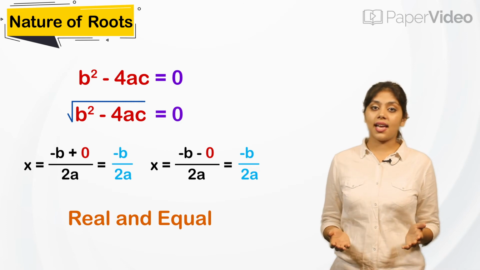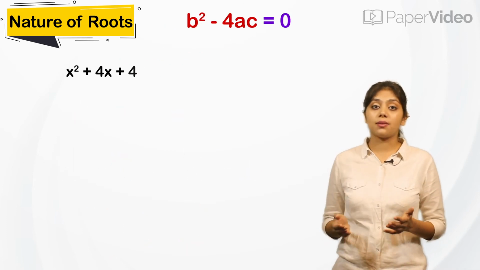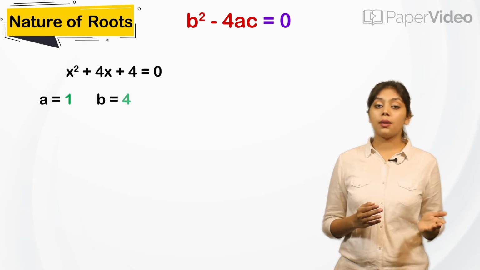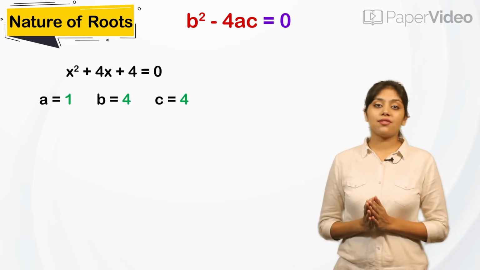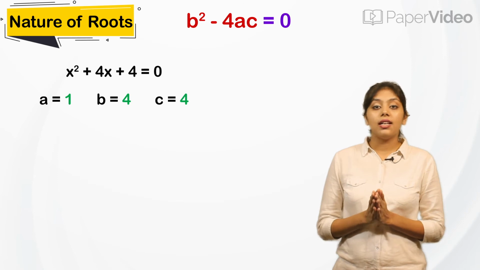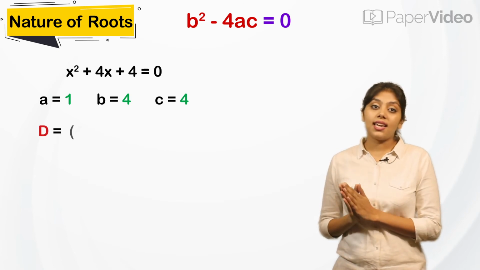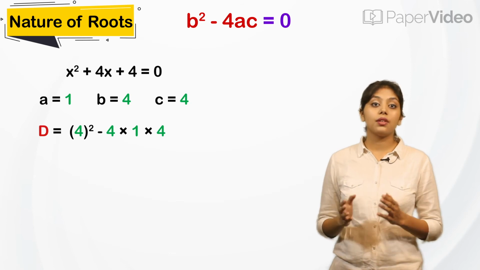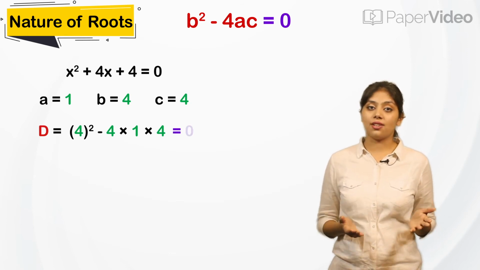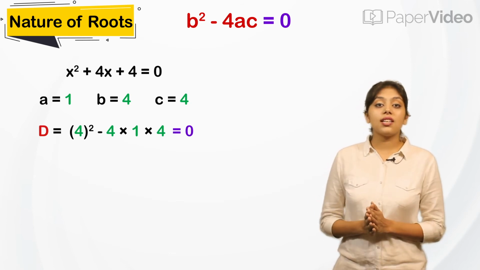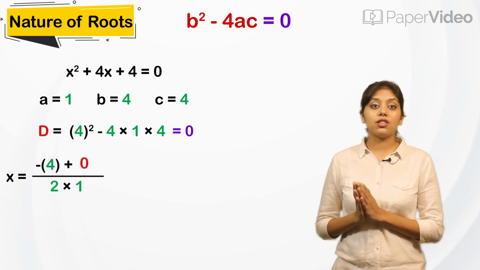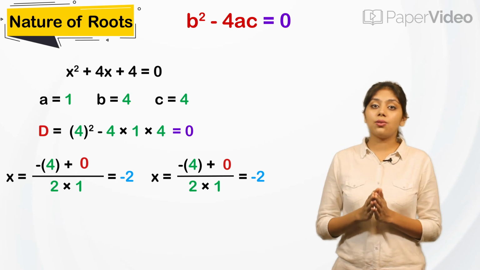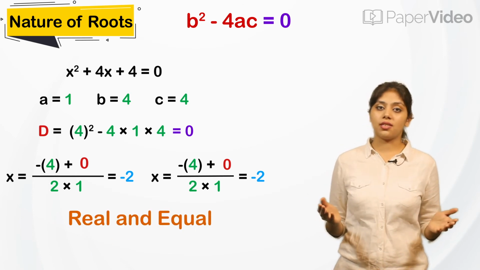Let's consider an example x² + 4x + 4 = 0. Here, a is 1, b is 4 and c is 4. So, the value of discriminant is equal to 4² - 4 × 1 × 4. On solving this, we get 0. So, using the value of discriminant, we can find two roots of the quadratic equation. And we can see that the roots are real and equal numbers.